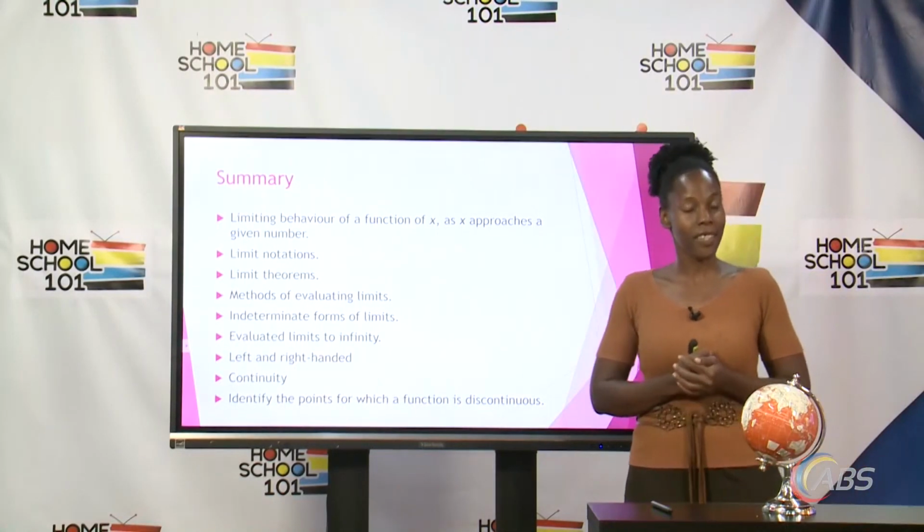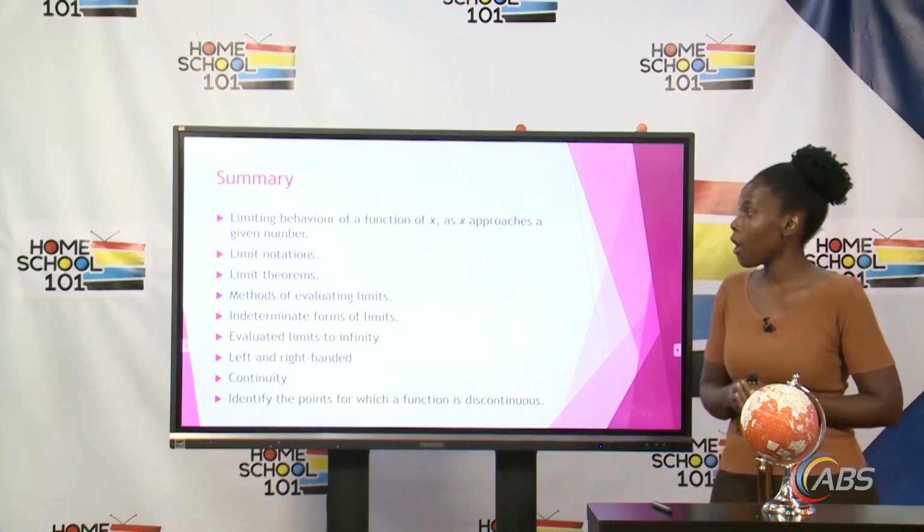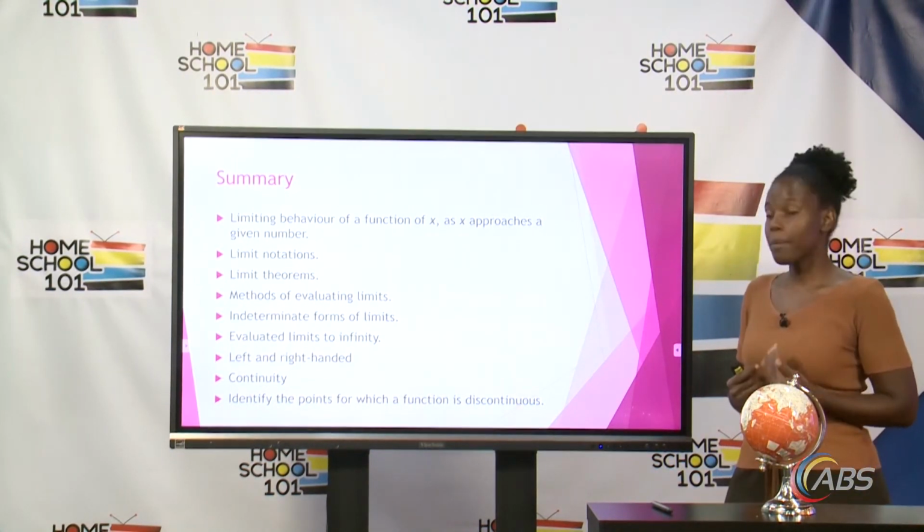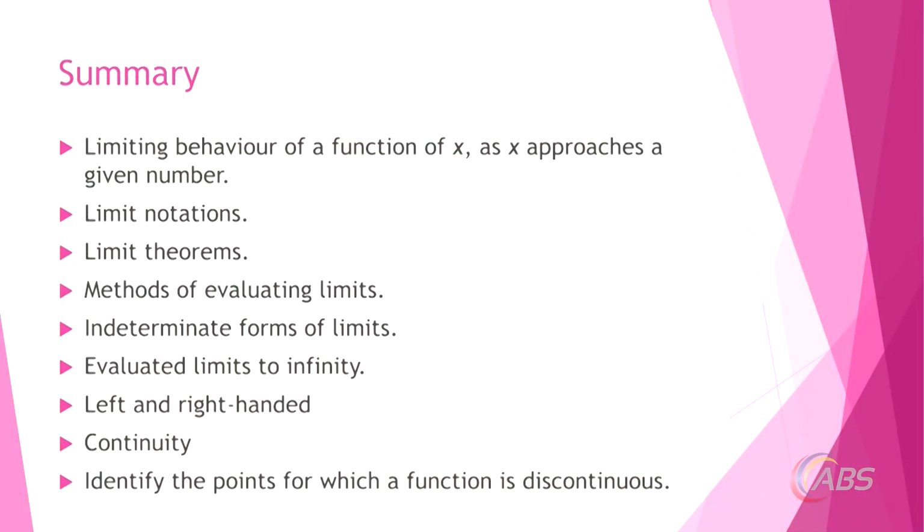So this brings us to the end of today's class. And we would have looked at the limiting behavior of a function of x as x approaches a given number. We looked at limit notations, limit theorems, different methods of evaluating limits. We looked at the indeterminate forms of limits and evaluated limits to infinity. We evaluated left-hand and right-hand limits. We looked at continuity, and finally we identify the points for which a function is discontinuous.